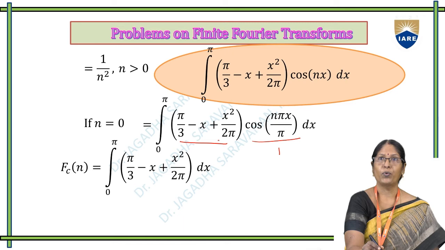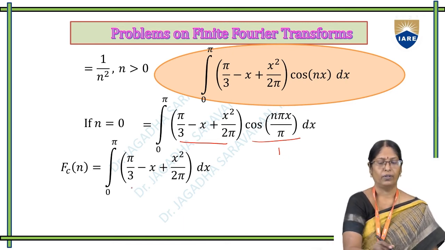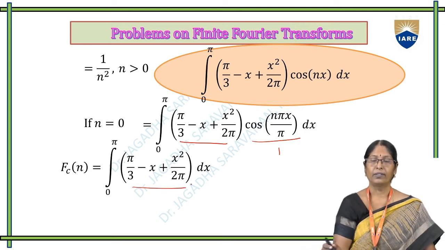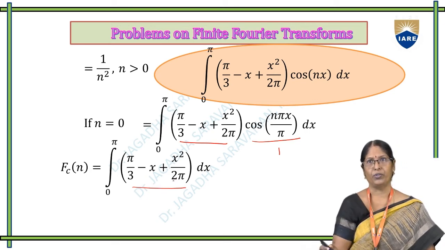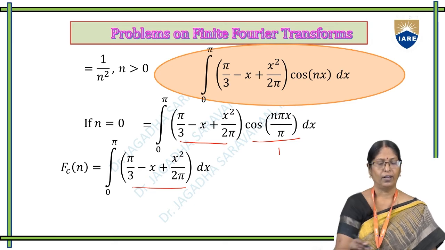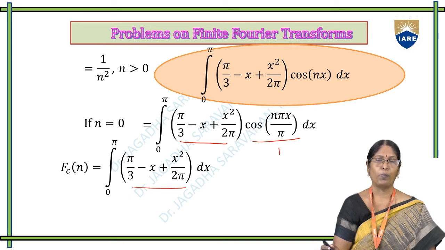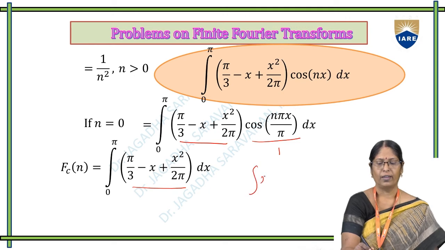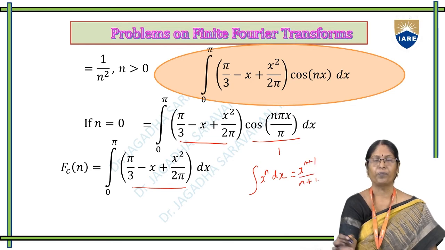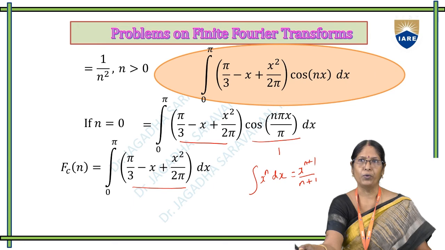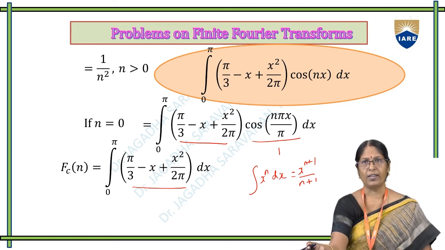So pi by 3 minus x plus x square by 2 pi, into 1. Here it is completely written. This we have to integrate. That is, pi by 3 minus x plus x square by 2 pi dx. A simple integral formula: the integral of x power n dx is x power n plus 1 by n plus 1. Using this simple formula we will do this integration.